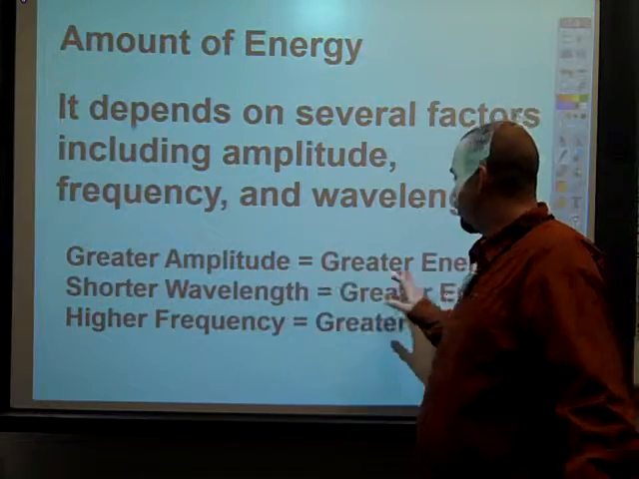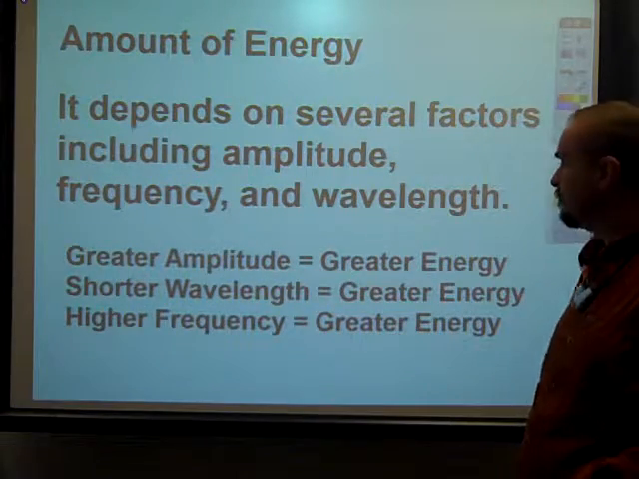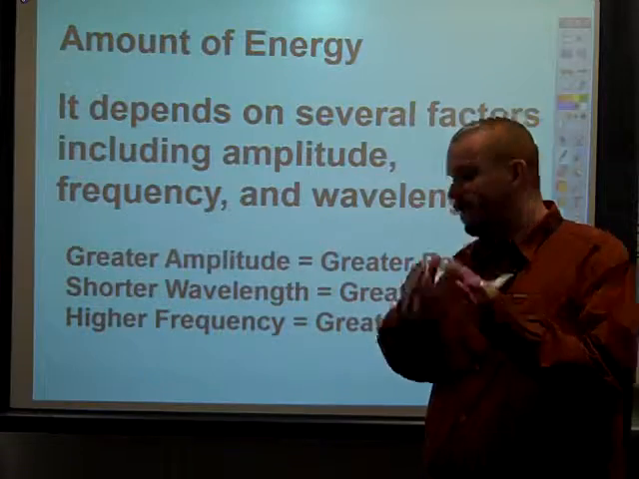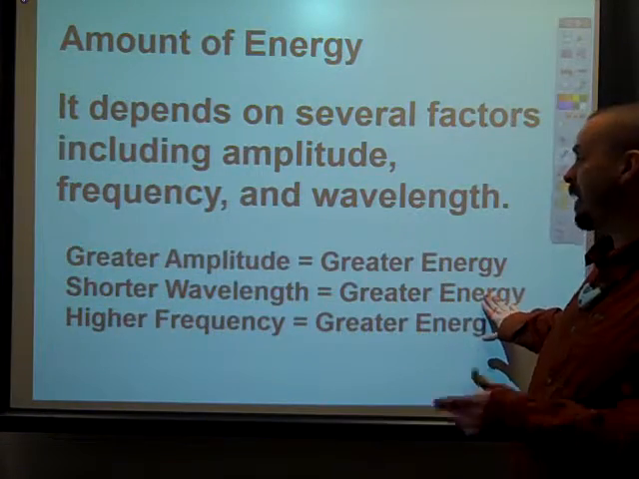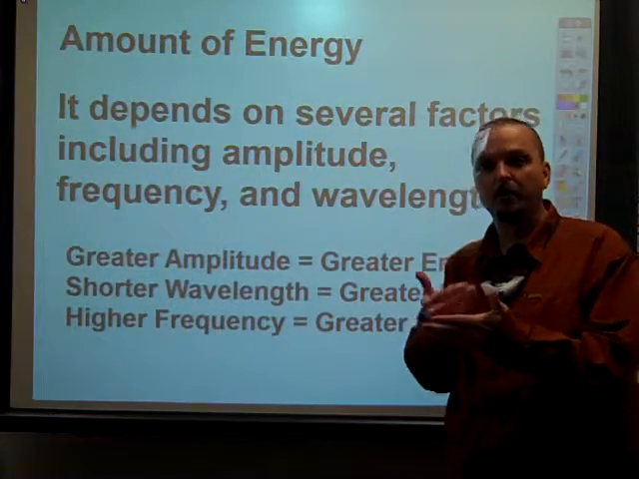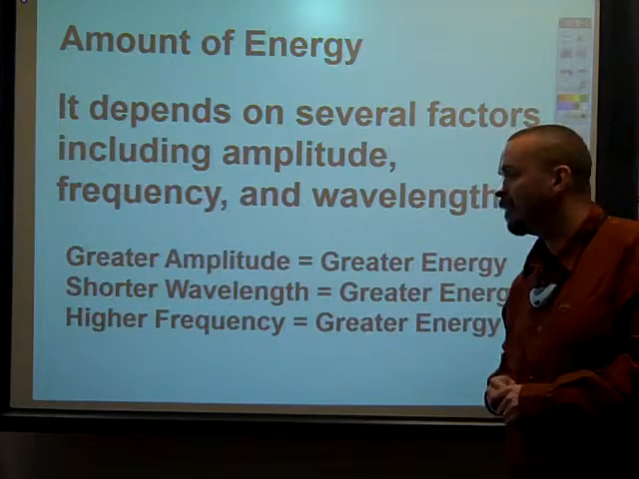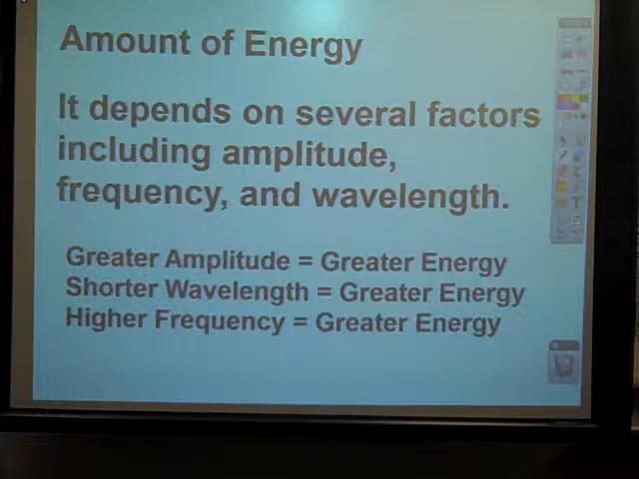The greater the amplitude, the greater the energy that wave carries. The shorter the wavelength, the greater the energy it carries. And finally, the higher the frequency, the faster those waves hit you, the greater the energy they have. Obviously, the inverses would also be true. If you had a lower amplitude, it would be less energy. If you had longer wavelength, it would be less energy. If you had lower frequency, it would be less energy.